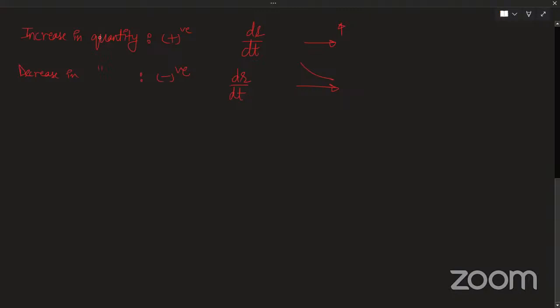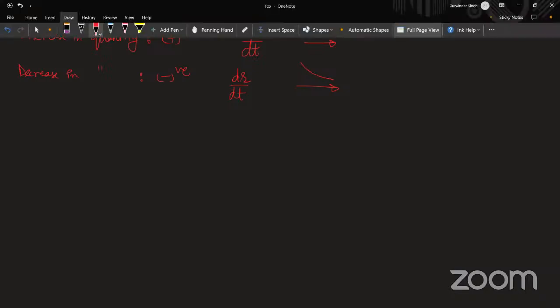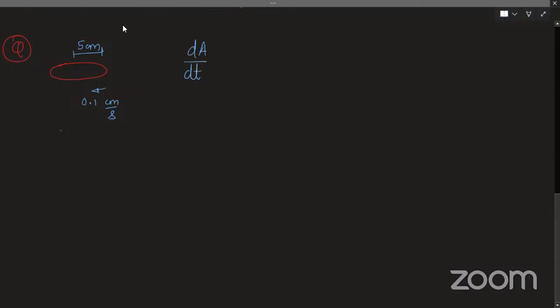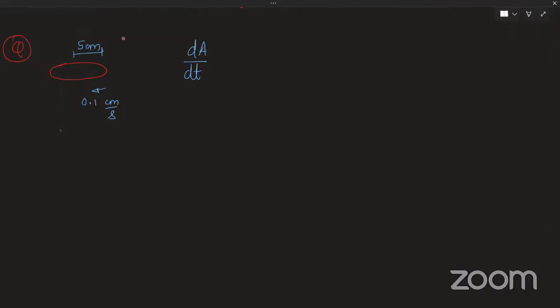Let us have a small question on this. You have again a circle, and this time the radius is decreasing. The radius currently is 5 centimeter, and it is decreasing at the rate of 0.1 centimeter per second. You need to tell me the value of dA by dt, the rate of change of area.